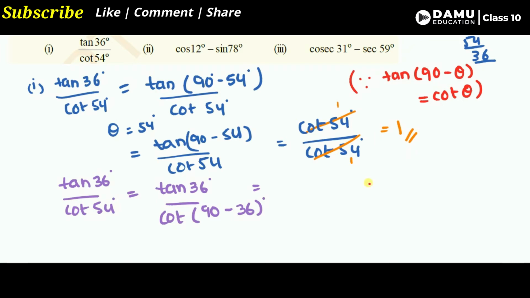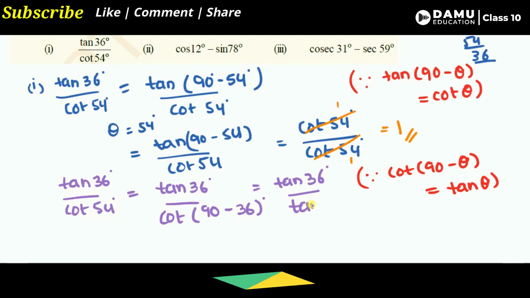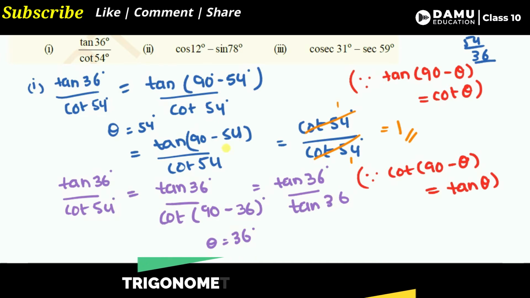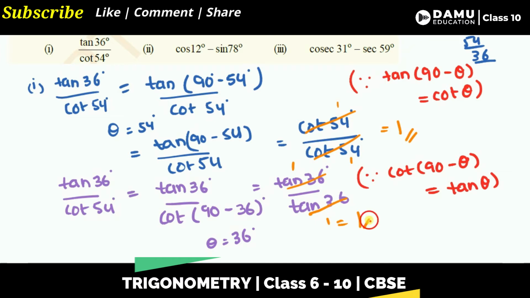So what is the formula we know? Cot (90 minus theta) is equal to tan theta. So tan 36 by tan 36, where theta is equal to 36 degrees. Cancelling, we get 1 by 1, which is 1. So that is our answer. Thanks for watching. Let's move on to the next one.